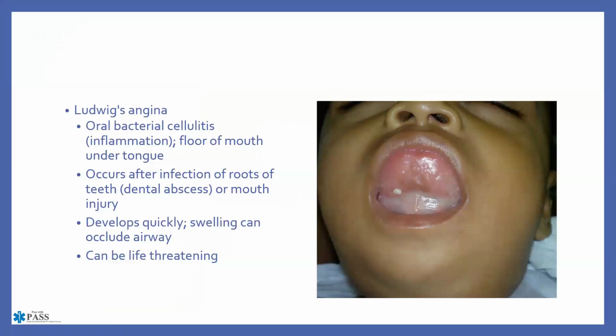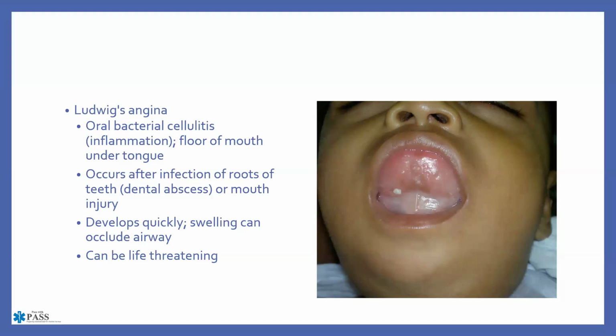Another thing that we should be concerned with here is something known as Ludwig's angina. This is an oral bacterial cellulitis. So inflammation on the floor of the mouth under the tongue. So this is what Ludwig's angina is. They love to ask these questions on certification exams. So if you ever see this, just know that it's going to be an airway concern. Most of the time, these are going to develop after they've had like a dental abscess or some sort of a mouth injury. So these are going to come on very quickly. The swelling can occlude the airway, and it can be a life-threatening situation.